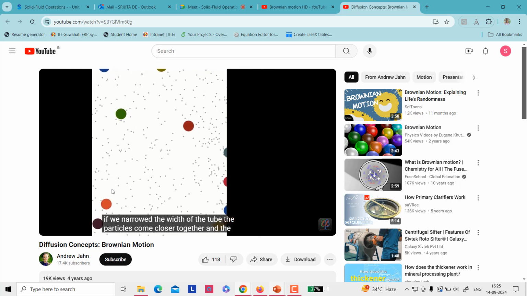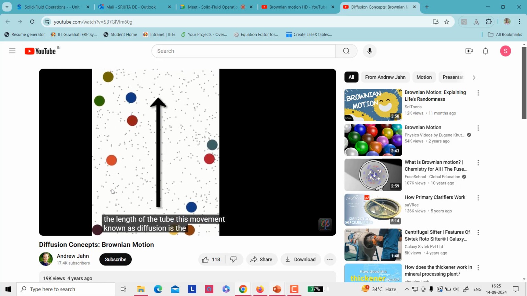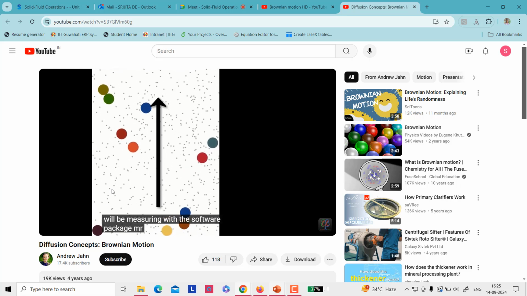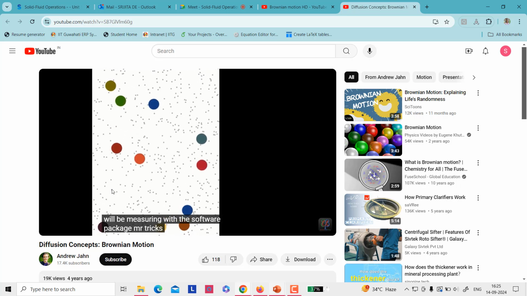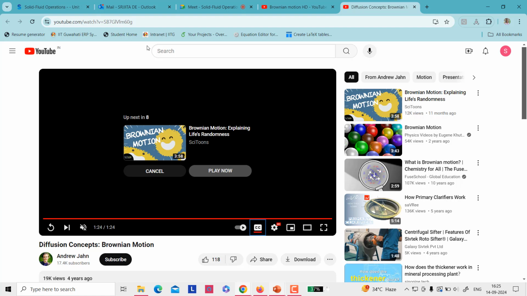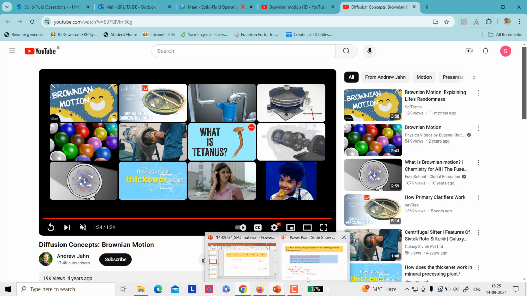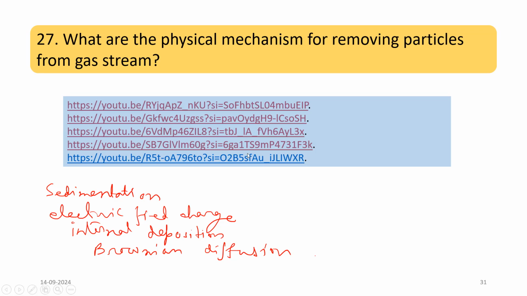Also, it is dependent on the path. If we narrow down the width of the tube, the particles come close together and the dominant direction of motion is along the length of the tube. This movement is known as diffusion. So this is the Brownian motion definition. Based on this motion, they are separated inside a chamber.